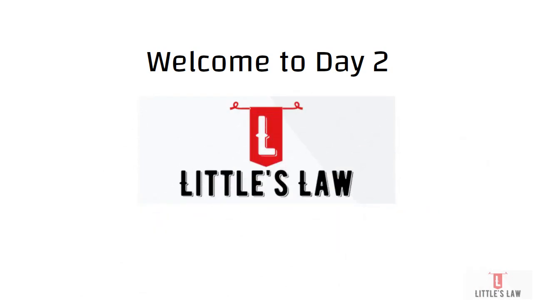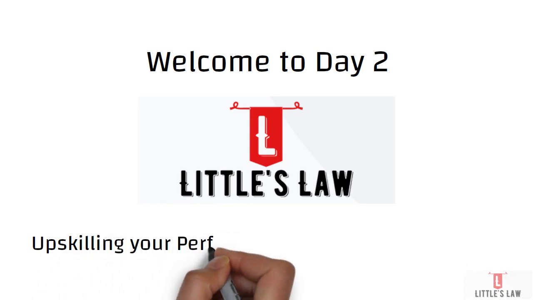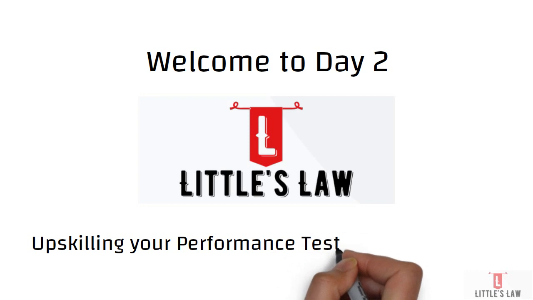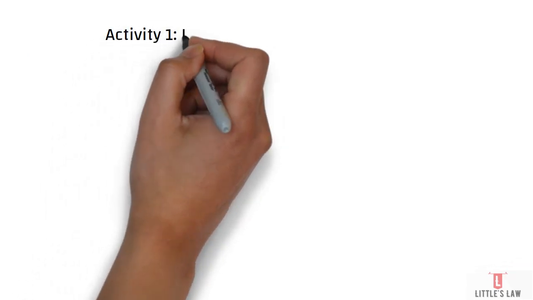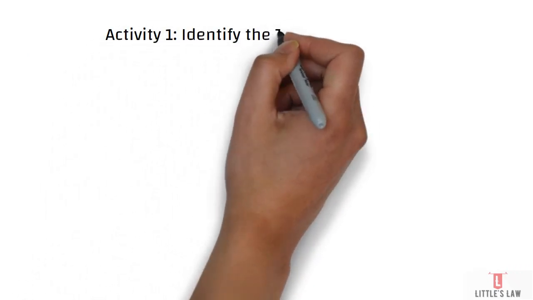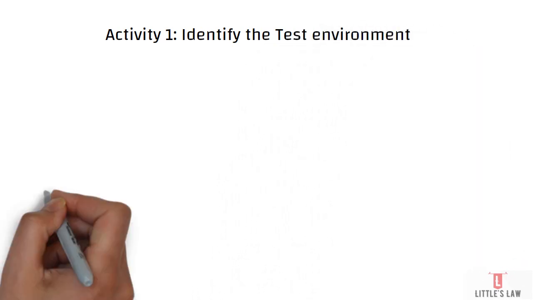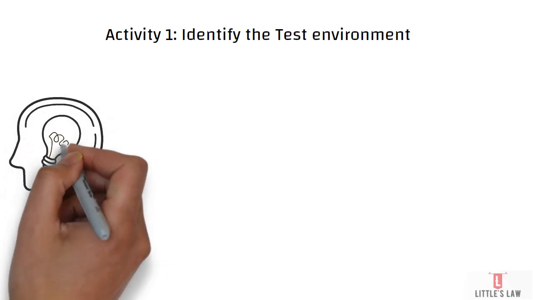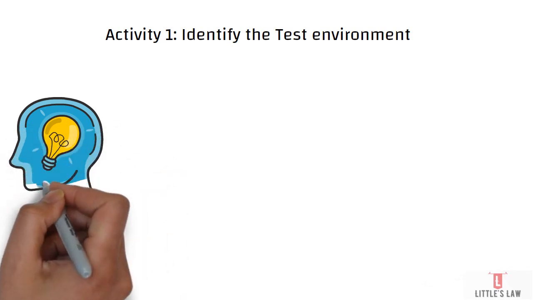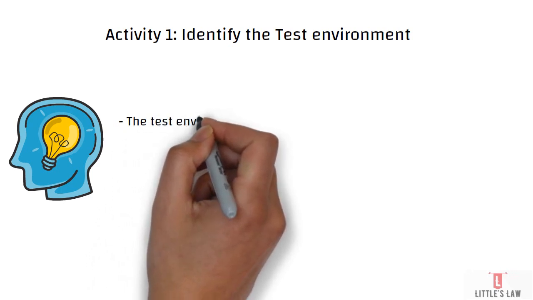And today we are on day two of upskilling our performance testing, our performance engineering skills. In our previous video, we saw the seven activities of the basics of performance testing. Today, out of all those seven, I'm going to discuss the first activity, which is the identification of the test environment. This is very critical because every action that we do sits on top of the test environment.